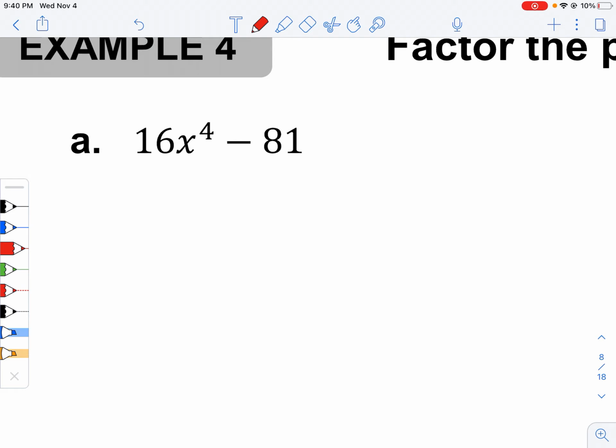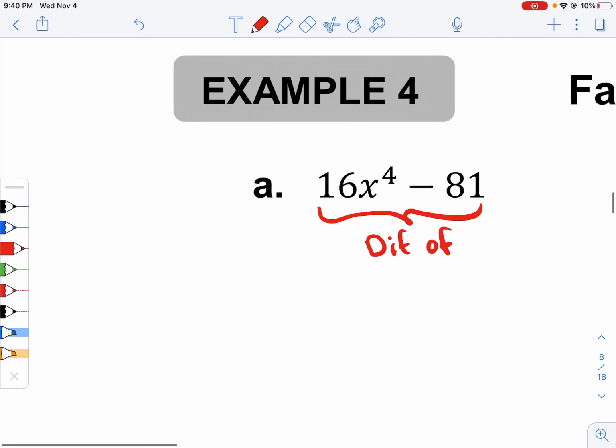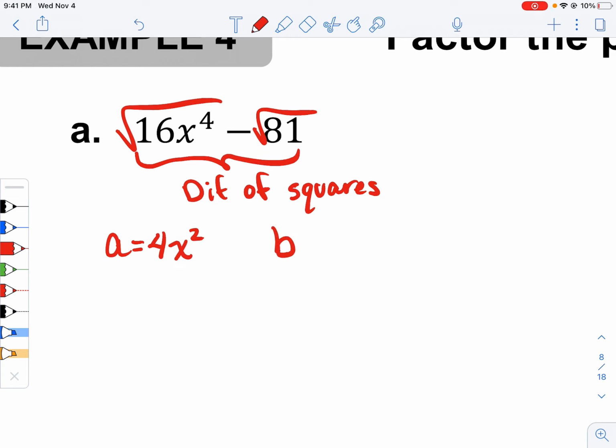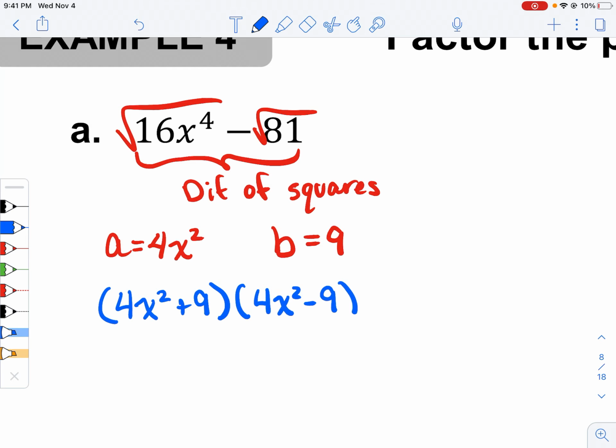This is actually a difference of squares, believe it or not, because we can take the square root of both parts and get a whole part out of it. So here my a is actually going to be 4x squared, and my b will be 9. So this will factor as 4x squared plus 9 and 4x squared minus 9.